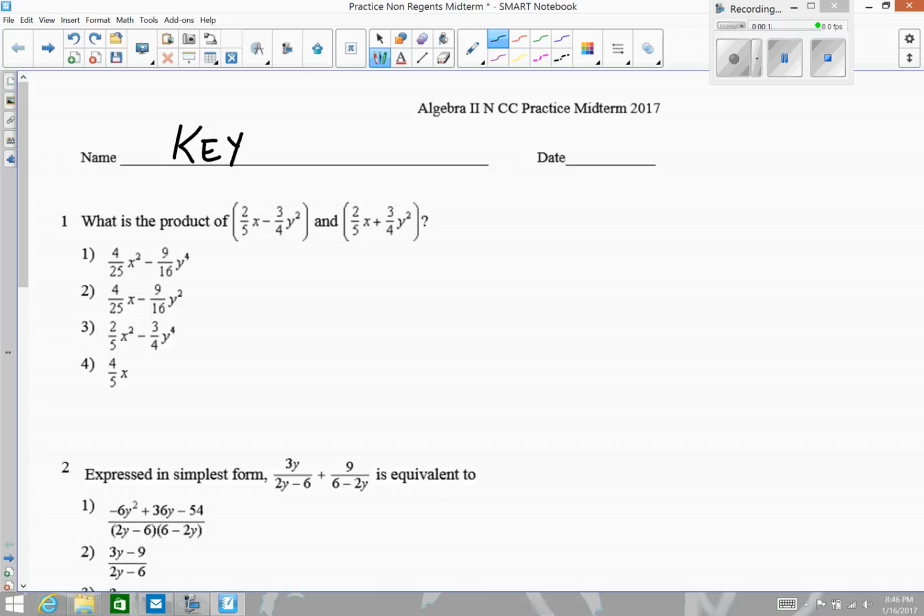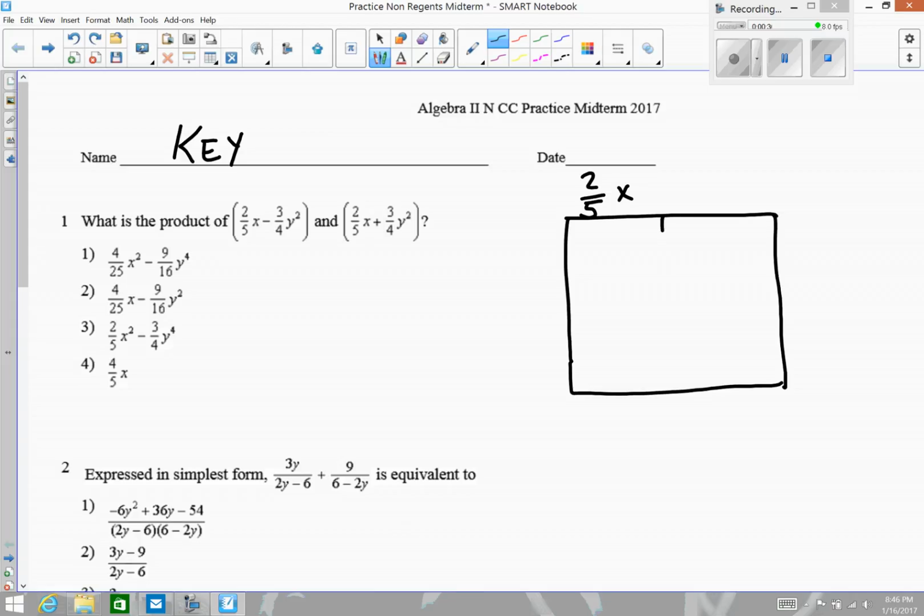In number 1, we're finding the product of two binomials, so we want to create a box for ourselves and do some multiplying to fill inside. We have 2 over 5x minus 3 over 4y squared, multiplied by 2 over 5x plus 3 over 4y squared.